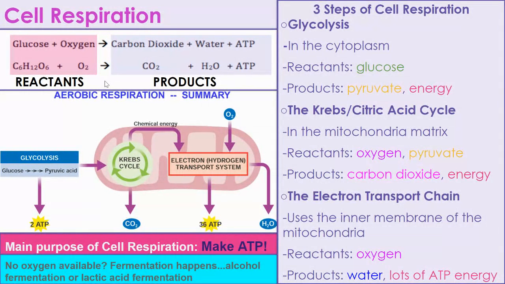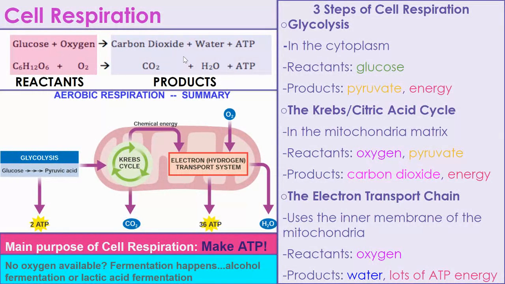In this video, I want to summarize the process of cellular respiration and then talk to you about what happens if there is no oxygen. So, just to recap, the reactants, or the things that are used in cell respiration, are glucose, which we eat, and oxygen, which we breathe in. And those materials go from our stomachs or our lungs to our cells all throughout our body.